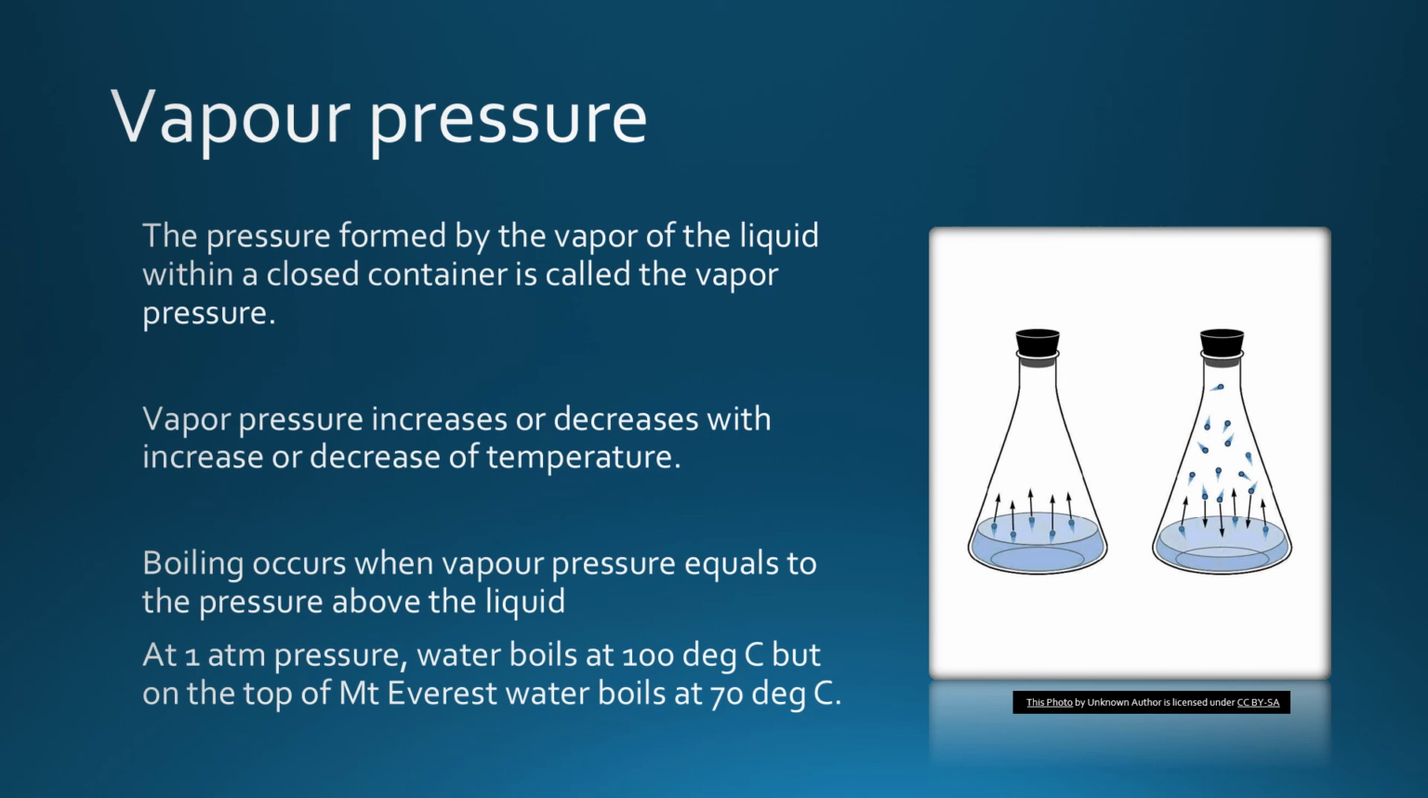So by reducing the pressure, boiling can be made to occur at temperatures well below the boiling point. We know the boiling point of water at sea level is 100 degrees centigrade, but if you reduce the pressure, then we can make it boil below 100 degrees centigrade, and that's why on Mount Everest, water boils at 70 degrees.